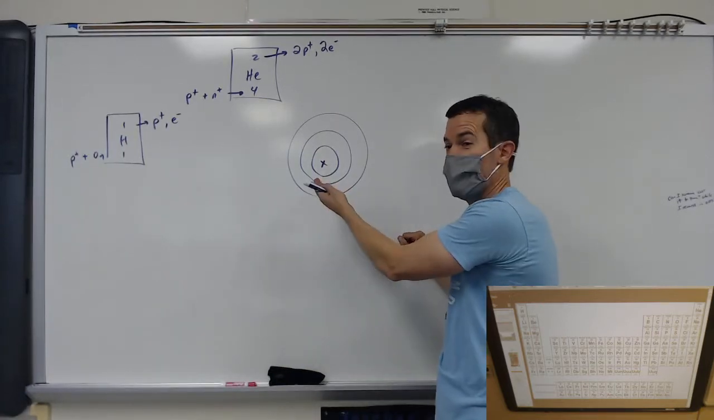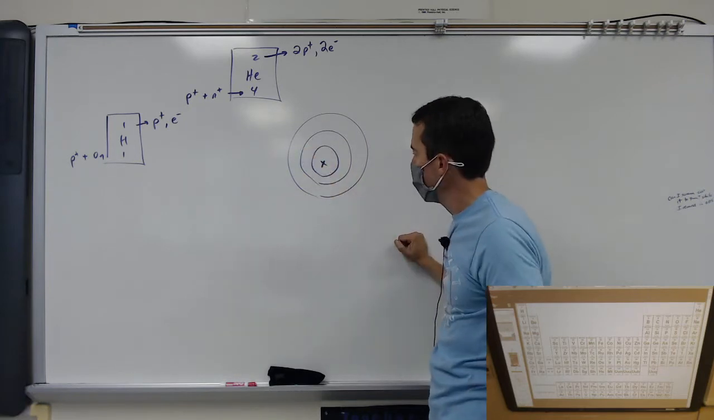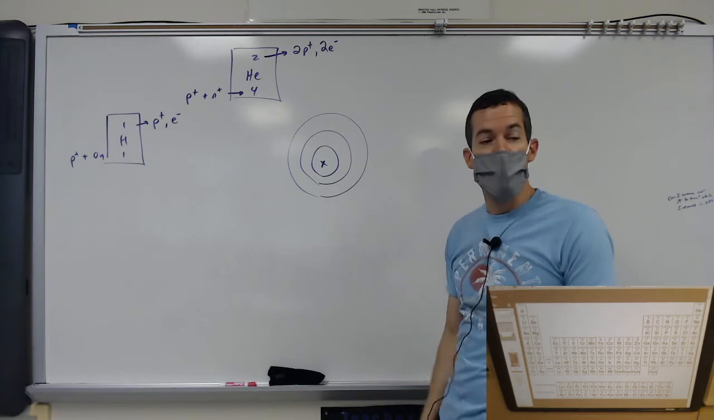So these are energy levels. Your chemistry teacher at some point was drawing energy levels. How many electrons are in that first energy level? Yeah, it can hold up to 2.